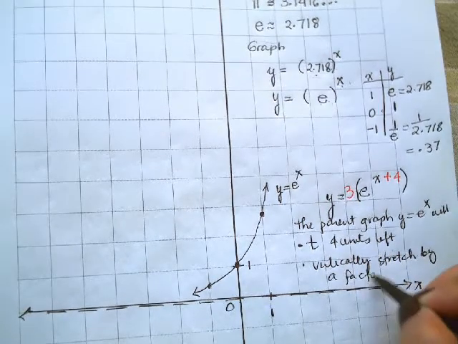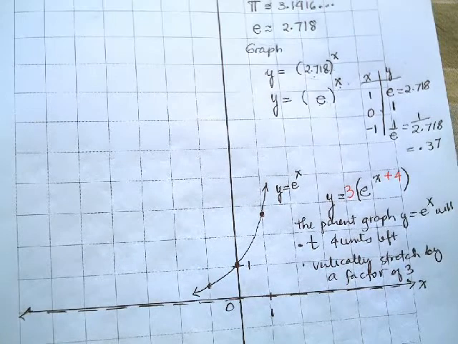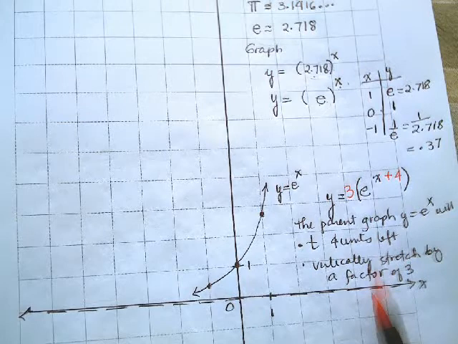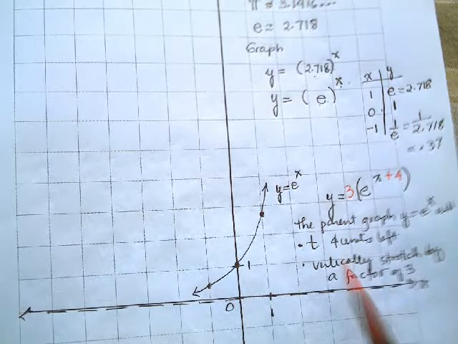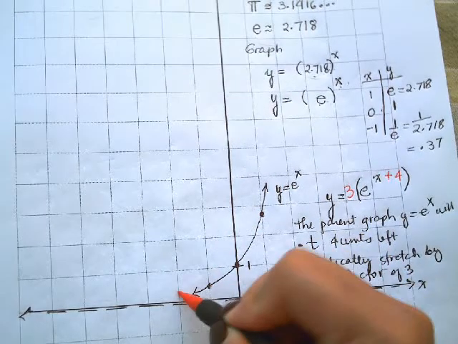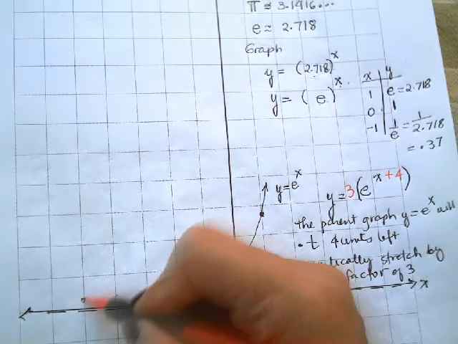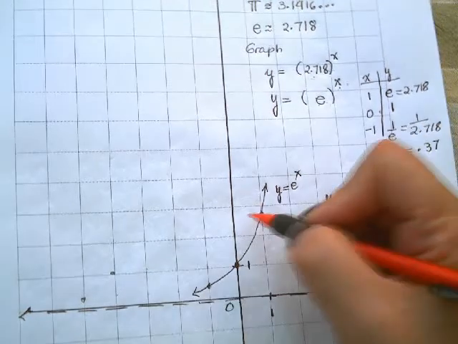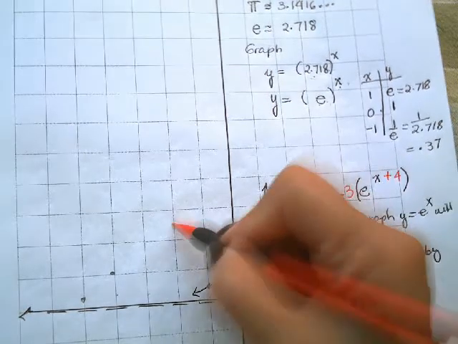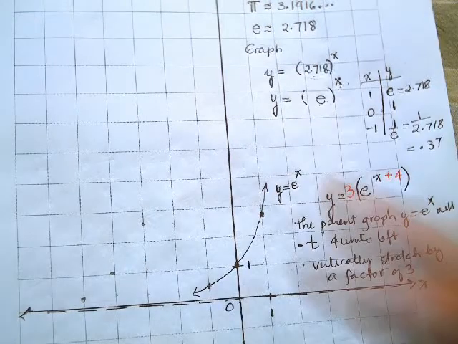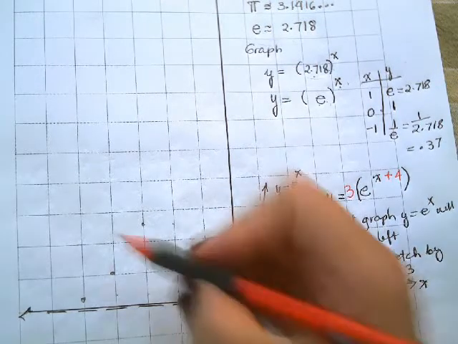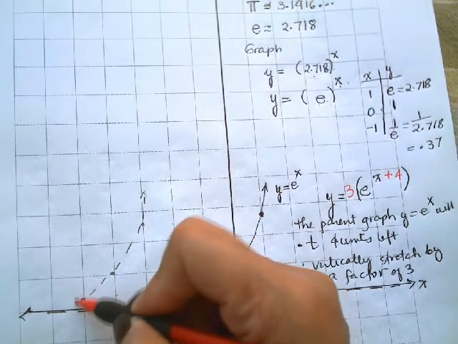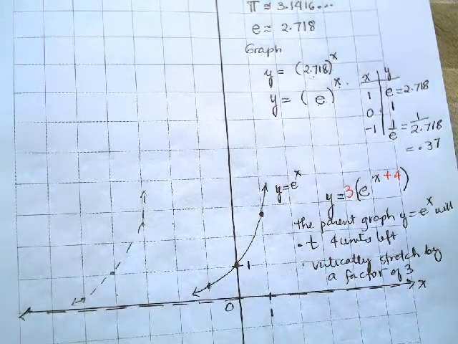So let's do these two transformations. First we're going to translate 4 units to the left: 1, 2, 3, 4. We're just going to slide it 4 units to the left. This is our first transformation, and our asymptote is the same.